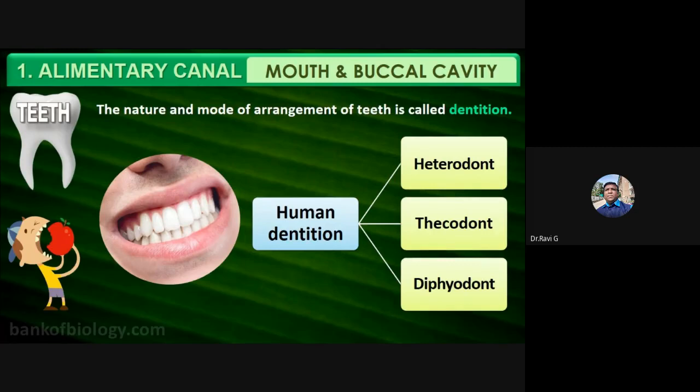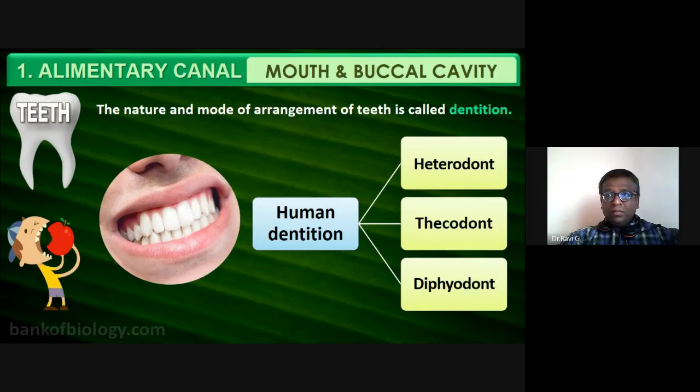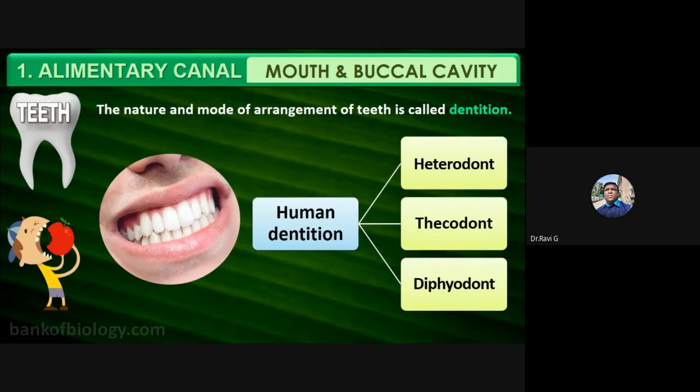Human dentition consists of heterodont, thecodont, and diphyodont. These are the three types of dentition you can notice in human beings. Heterodont, as the name indicates, means different types of teeth are there. Thecodont means teeth are placed within cavities. Diphyodont means we have two sets of teeth.